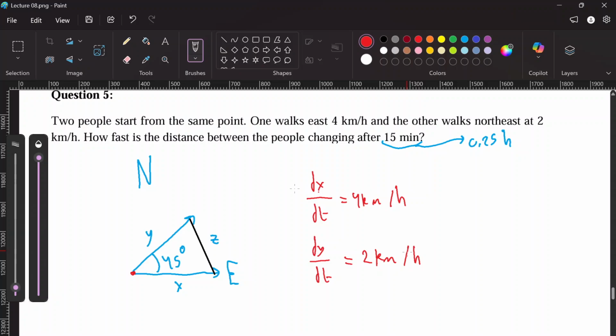How fast is the distance between the people changing after 15 minutes? When we say northeast, it means the angle between them is 45 degrees, okay? Which means we want dz over dt after 15 minutes.